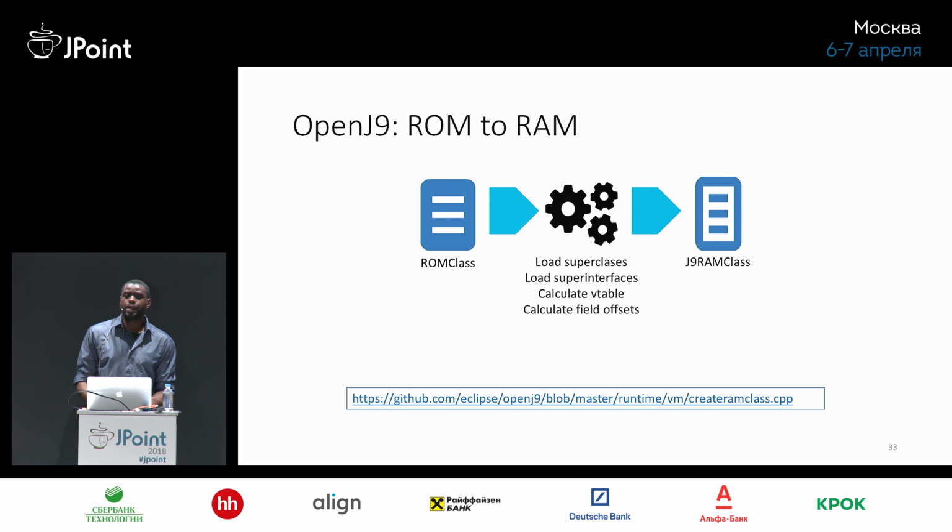The process of building a RAM class requires that you load all superclasses and interfaces beforehand. Once they've been loaded, then we calculate the size of the vtable, and we calculate the size of the offsets. One of the side effects of this design approach is that we can't do things like bytecode quickening. So this is patching your bytecodes at runtime. Since the bytecodes are loaded in the ROM class stage, they're fixed. So at that point, we can't modify them.